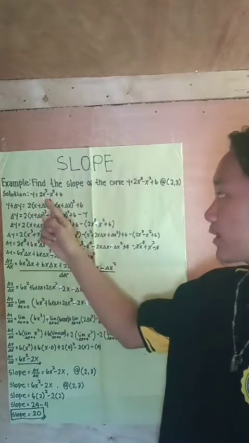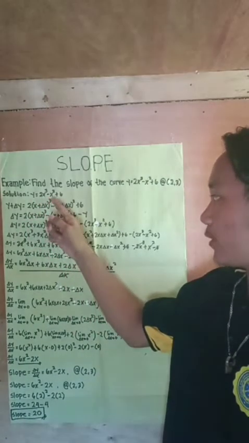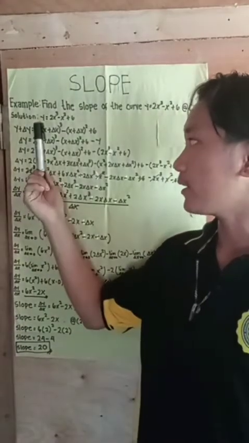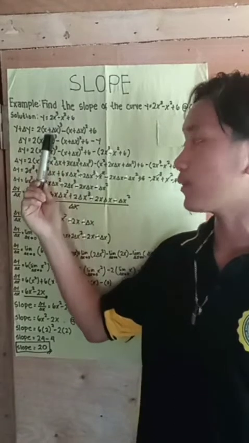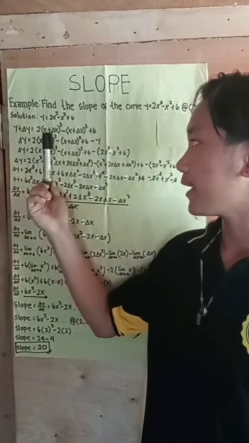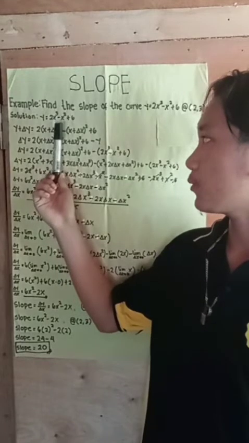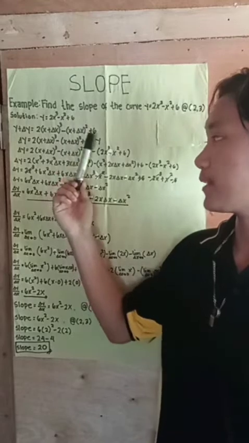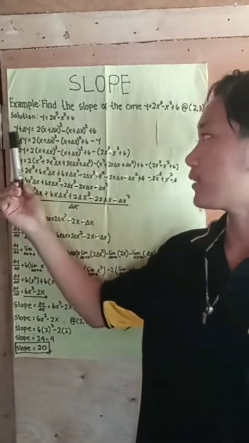Y equals 2x cubed minus x squared plus 6. So we need to change y to y plus delta y and x to x plus delta x. So y plus delta y equals 2 times x plus delta x, copy the exponent 3, minus x plus delta x squared, copy, plus 6. And our y here, we will transfer it.